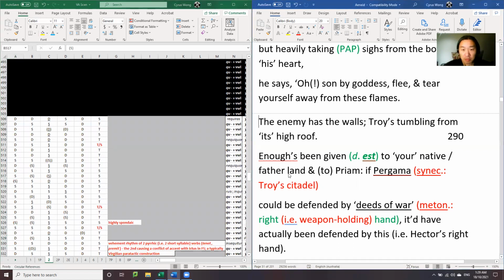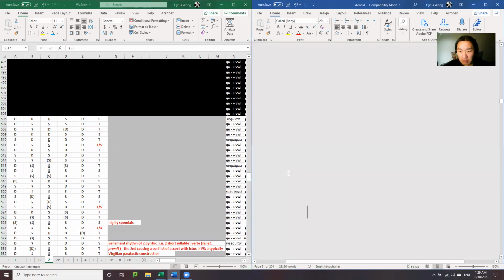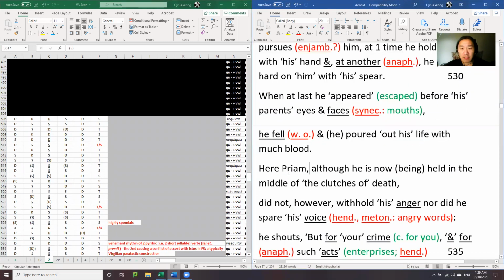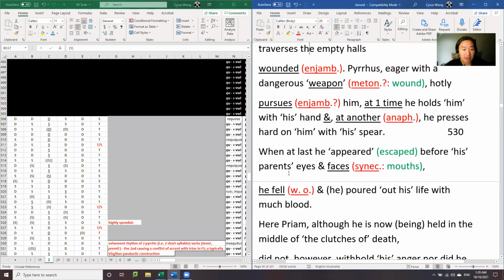530, I'll go to this one. 530. So it says, a vehement rhythm of two pyrrhic, two short syllable verbs. So tenet et premit are two verbs in quick succession in that line. So he presses hard on him. He holds him and presses hard on him. So this is the pursuit of Pyrrhus on Polites.